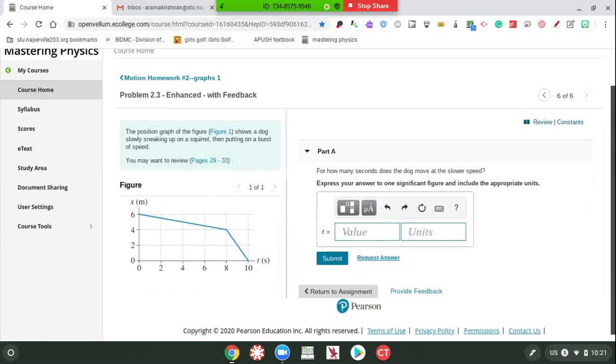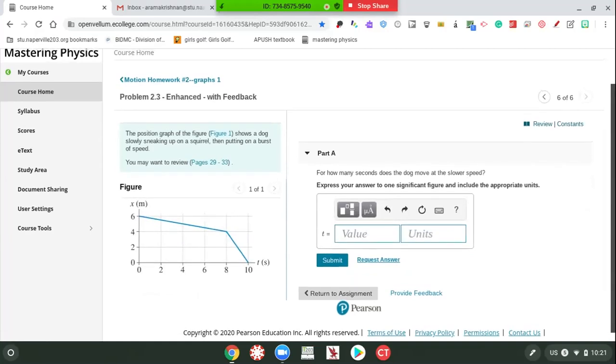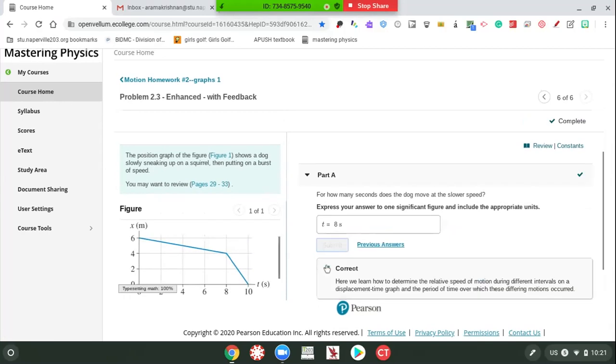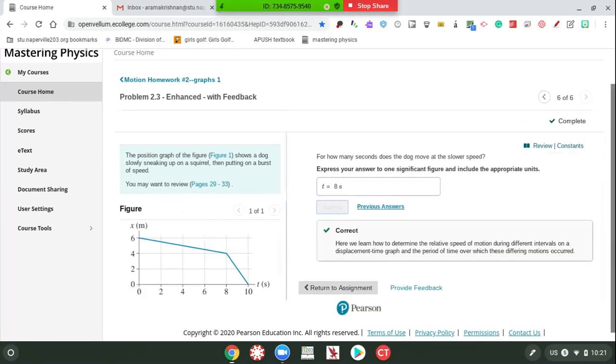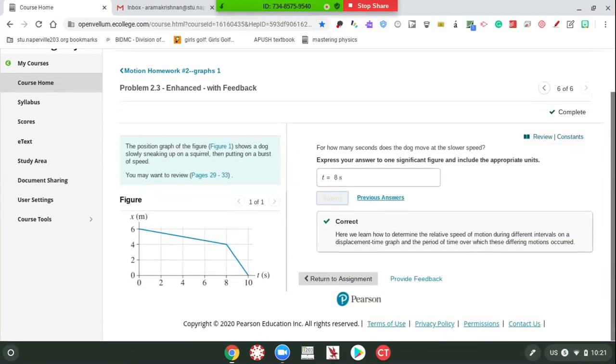For how many seconds does the drop move? So which one is slower speed, the first part or the second part? The first part, because it's less steep, right? Yes, so it's 8. For how many seconds? 8 seconds. That's it.